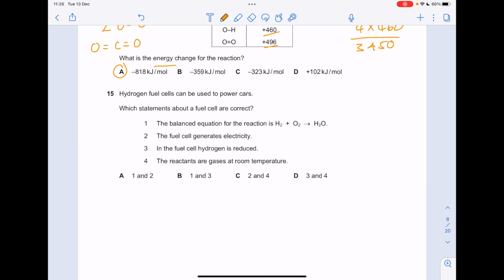Hydrogen fuel cells can be used to power cars. Which statements about fuel cells are correct? The balanced equation for the reaction is this. Check. You've got 1 oxygen on the right-hand side, 2 on the left, so that's an incorrect equation. The fuel cell generates electricity, true. In the fuel cell, hydrogen is reduced, that's false. And then the reactants are gases at room temperature, that's true. 2 and 4 are correct.